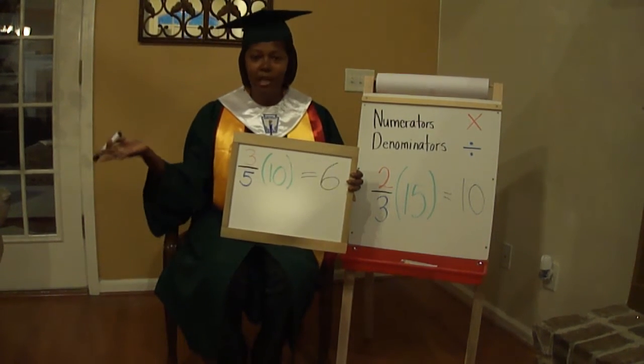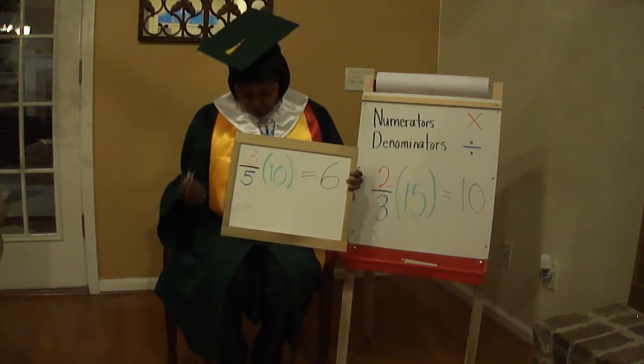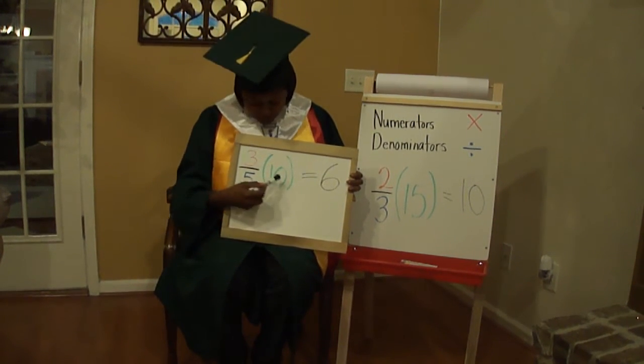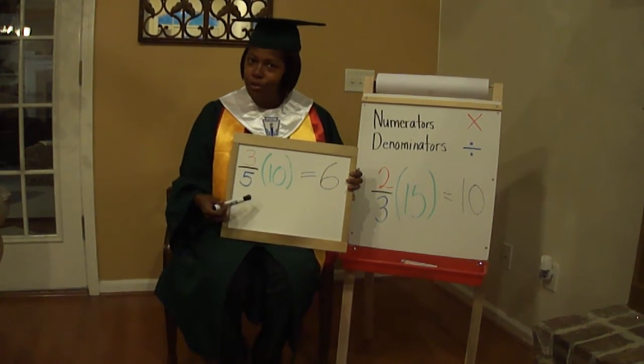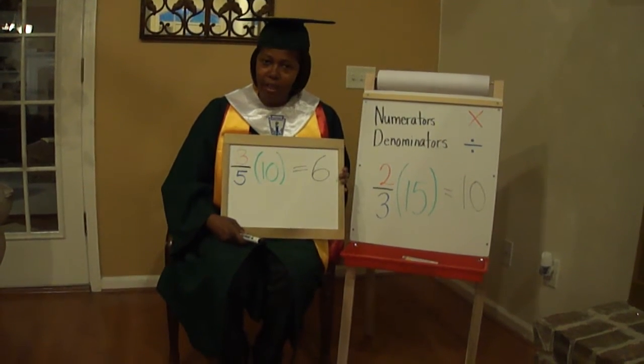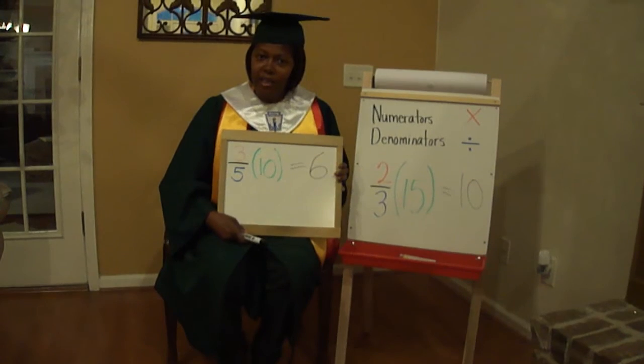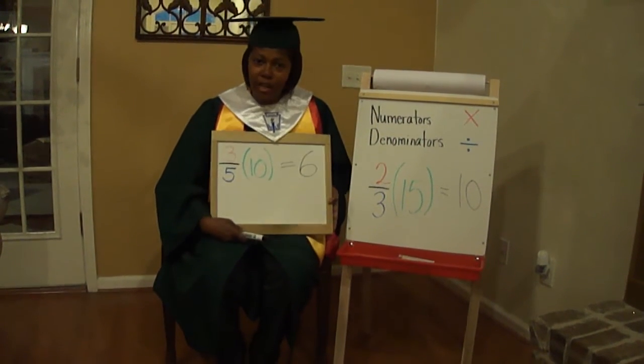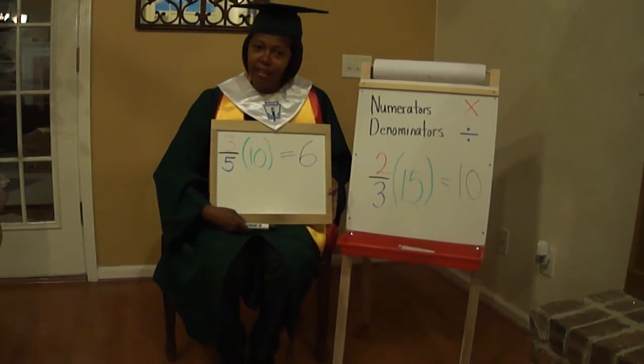See, it's math. It really isn't a trick. 10 divided by 5 is 2. 2 times 3 is 6. Because numerators multiply and denominators divide. It is a mathematical fact from which you cannot hide.